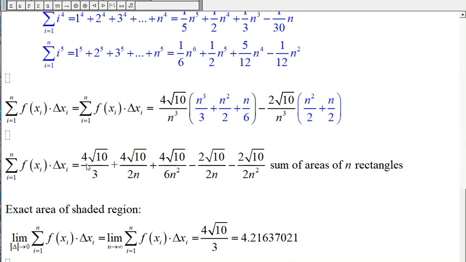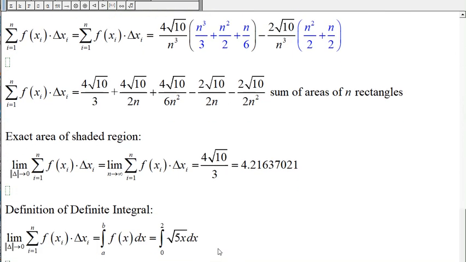And so as n runs to infinity, we get this term, which is 4 times the square root of 10 over 3. As n runs to infinity, these other terms will go to 0, 0, 0, and 0. And therefore the exact area is 4 times the square root of 10 divided by 3.